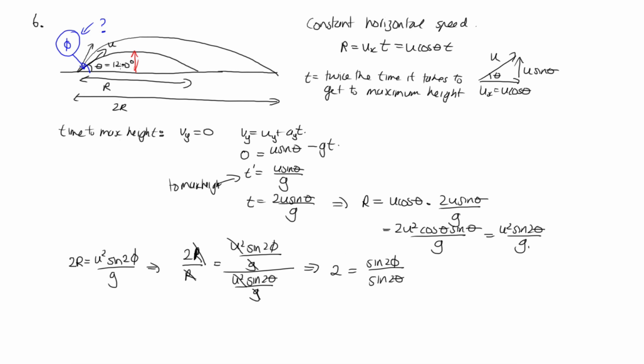But we were told what theta was, it's 12 degrees. So sine 2 phi is equal to 2 times sine of 2 times 12, which is equal to 2 sine of 24 degrees. We can work out what this is. It is equal to 0.8134. So then 2 phi is equal to 54.4 degrees, which tells us that phi is equal to half of this. Dividing by 2, we get 27.2 degrees. So that's a way to solve this question. And if you do know the range equation, then you could have just used that from the start.